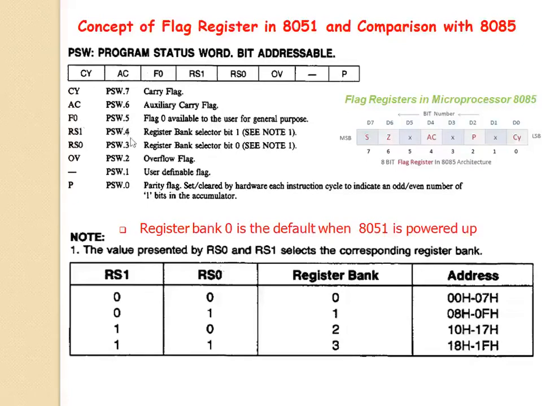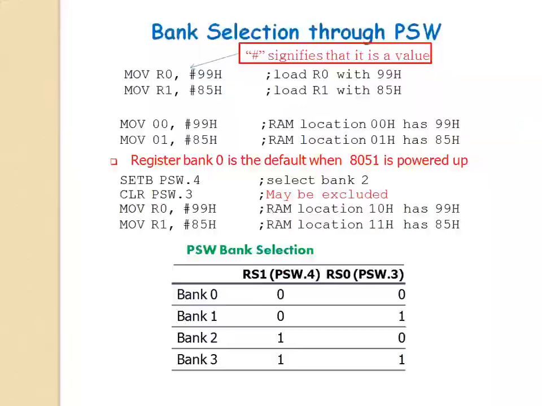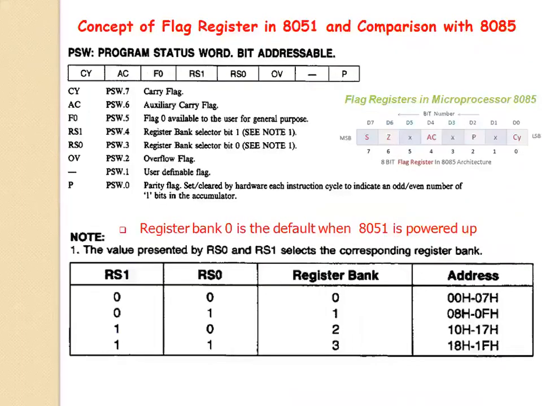PSW.4 indicates RS1, register bank select 1, and register bank select bit 0, which is the 4th bit of the program status word, is RS0. Then the overflow flag. So all the flag bits are designated by their particular bit locations. So how to choose the bank? First of all, you have to select the particular bank by choosing the particular bits from the program status word. These 2 bits, RS0 and RS1, are responsible for selecting the register bank.